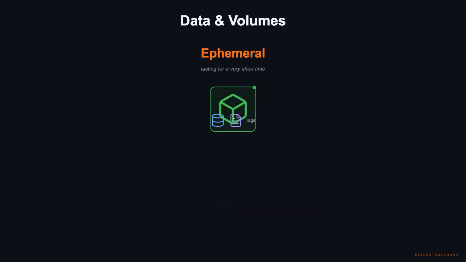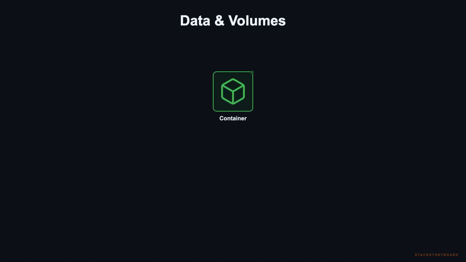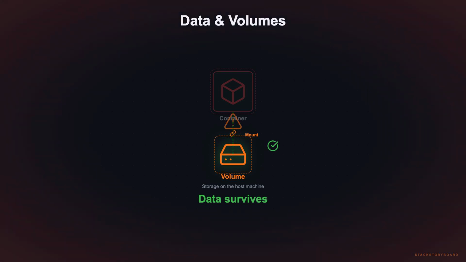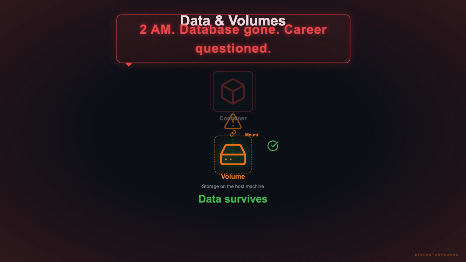But here's the thing. Containers are ephemeral. When a container stops, everything inside it disappears. Your database, your uploaded files, your logs, gone. This is by design. Containers are meant to be disposable. But if you need data to survive, you use something called a volume. A volume is a piece of storage that lives outside the container on the host machine. It gets mounted into the container at runtime, so even if the container dies, your data stays safe. And if you skip this step, that's how people lose their entire production database at 2 a.m. and spend the rest of the night questioning their career choices.